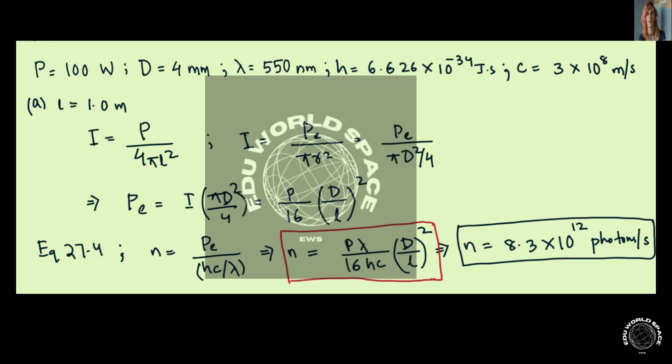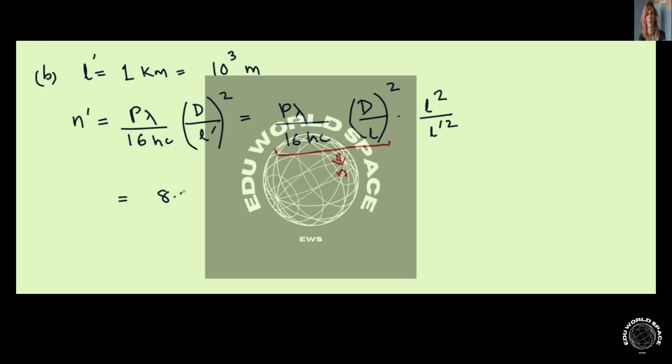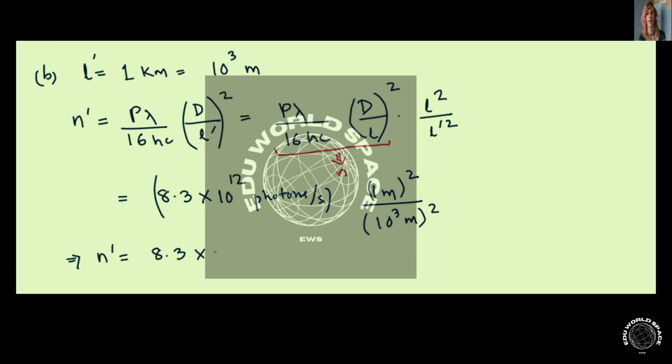So this is then 8.3 times 10 to the power 12 photons per second, times L square was 1 meter, so this is 1 meter square, and this is 10 to the power 3 meter square. So now we get n dash to be 8.3 times 10 to the power 6 photons per second.